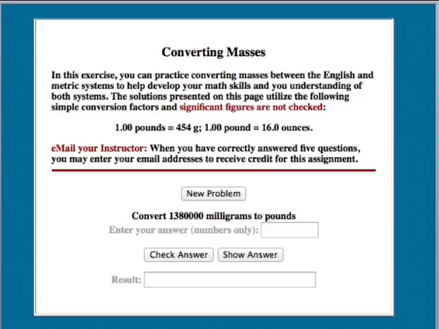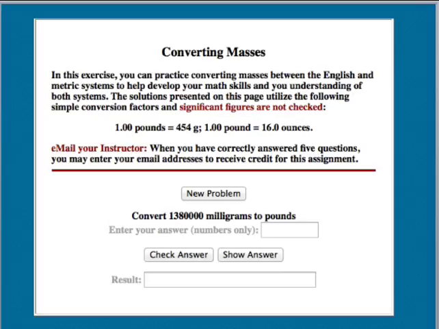This one is simply using conversion of masses. What we've all been raised here in the States with pounds and ounces and stuff like that. Silly measurement, but nonetheless, that's the way we live. These are just a couple ratios that you can work with. 1 pound is 454 grams. 1 pound is also 16 ounces.